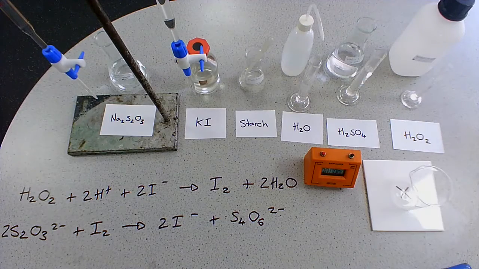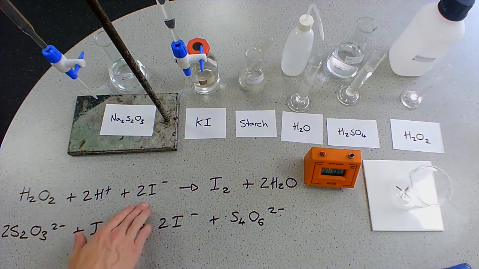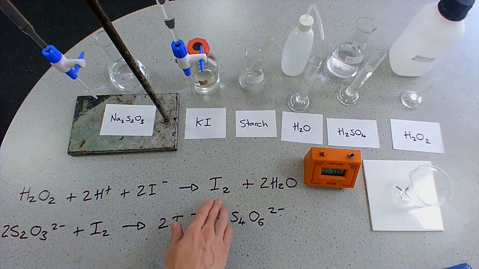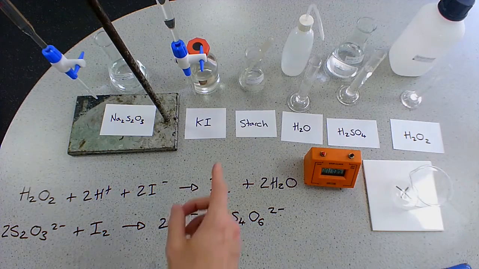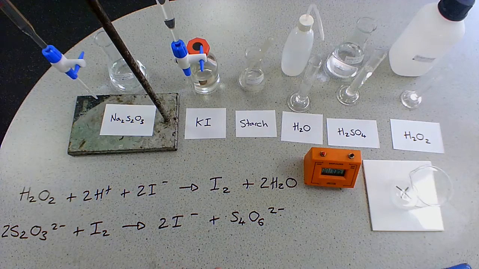This practical is a classic demonstration of chemical kinetics, and it's called the iodine clock reaction. So what we have here is hydrogen peroxide that has been acidified reacting with iodide ions to produce iodine and water. But also in that mixture we have thiosulfate ions, and the thiosulfate ions will react with the iodine to produce iodide ions again.